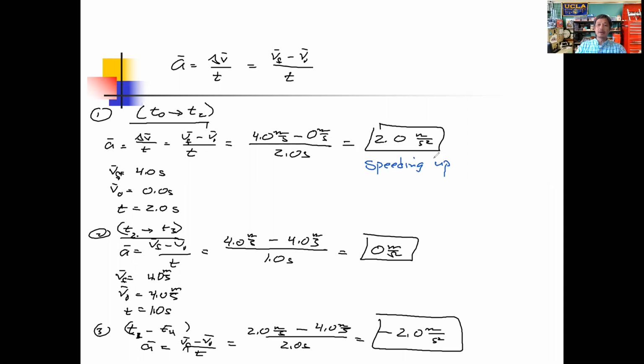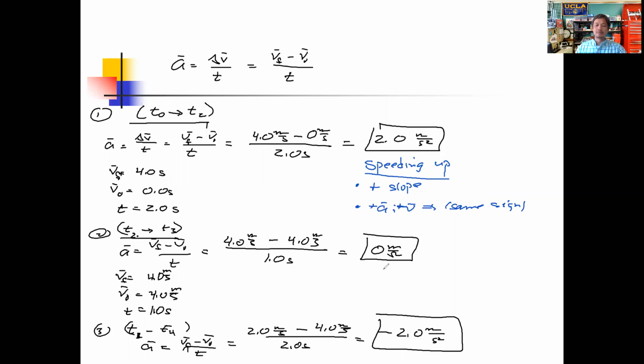And how do we know that? Well, first of all, from the graph, we saw that there was a positive slope. But further, we notice that the acceleration is positive, and the velocities here are also positive. When we have the same sign, we know that the object is speeding up. Okay, let's continue on here.